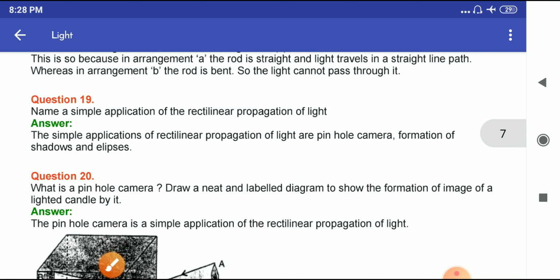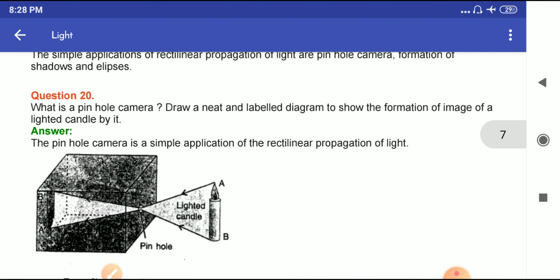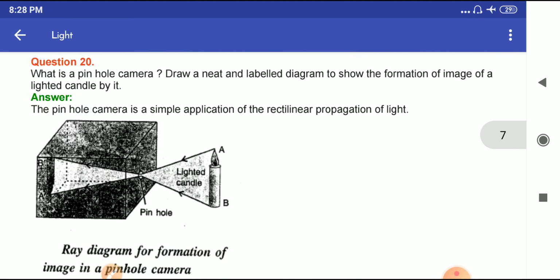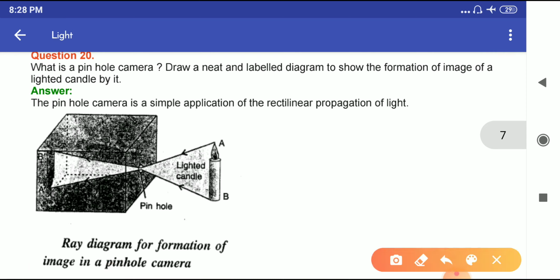Now, what is a pinhole camera? Draw a neat and labelled diagram. Pinhole camera is a simple application of rectilinear propagation of light, and this is a diagram for the pinhole camera. You have to draw this diagram. So you have to complete your work in your notebook, and also you have to read the lesson so it will be more clear to you.